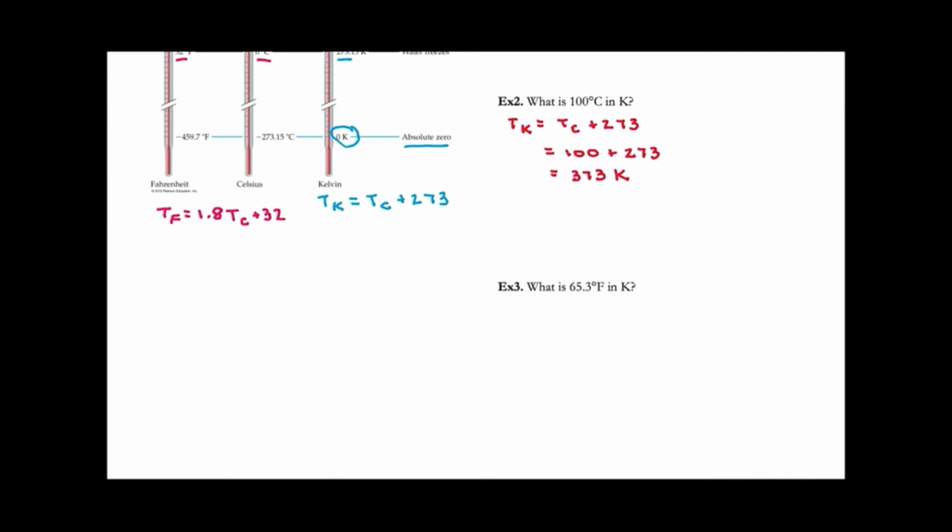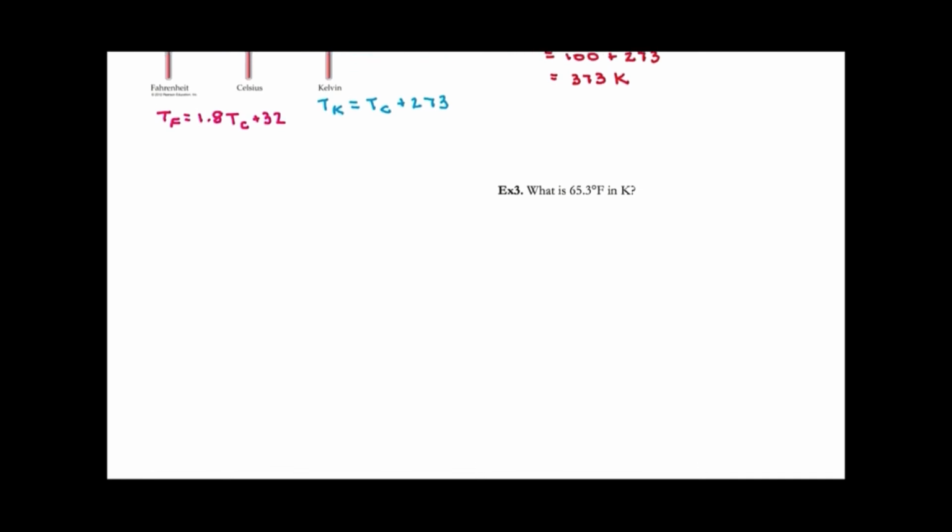One thing to note, 100 has no decimal places, 273 has no decimal places, so this is my answer. Keep in mind, 100 degrees Celsius initially had one sig fig. By converting it to Kelvin, you now have 3 significant figures. That will matter later on in the year, but just keep that in mind. And that's it. Let's look at the third example.